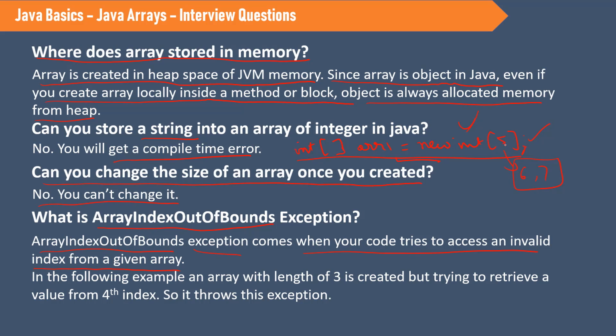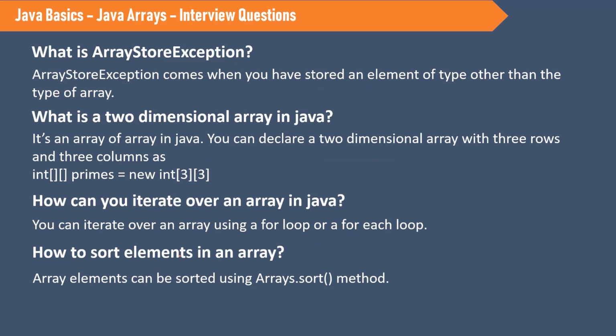So in this example, let's say I have created an array with 5 elements, but if I try to access an element from the array from the 6th index, then we will get array index out of bounds exception, because the 6th index doesn't exist in this array. That's when we get the array index out of bounds exception.